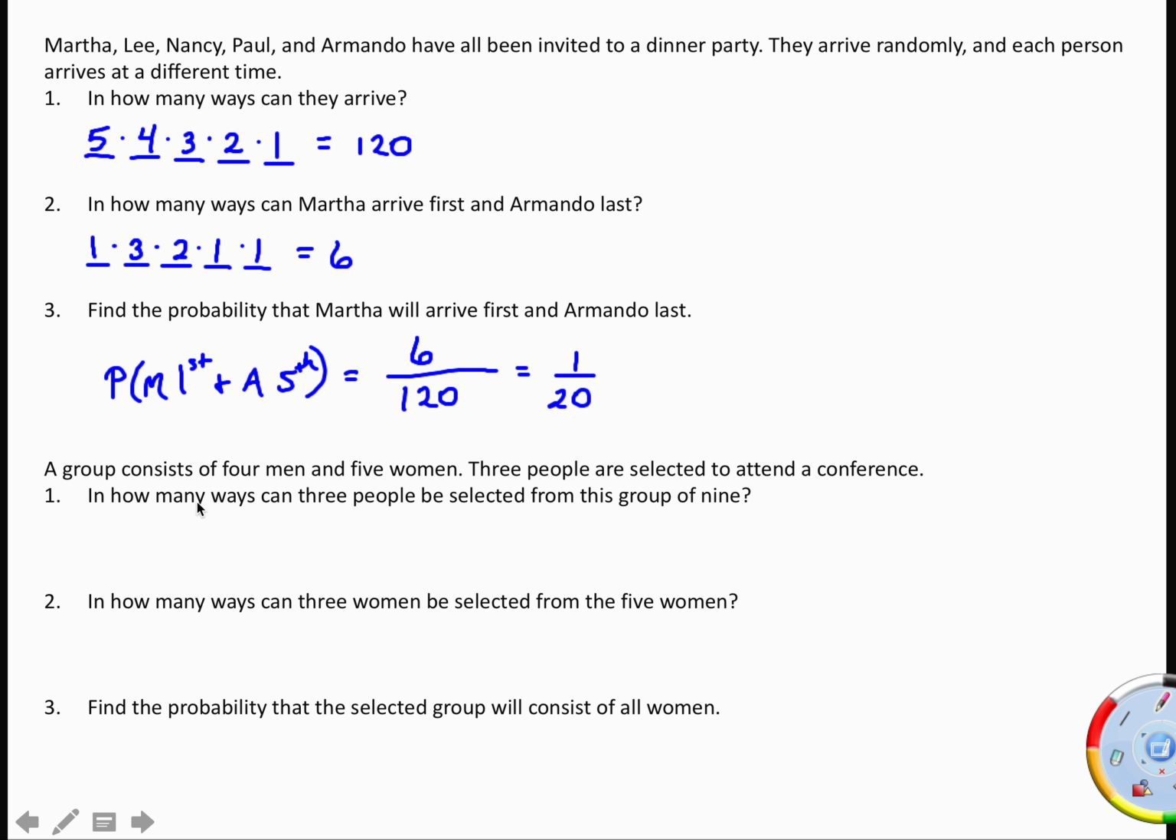Okay, let's look at this one. A group consists of 4 men and 5 women. 3 people are selected to attend a conference. In how many ways can 3 people be selected from this group?